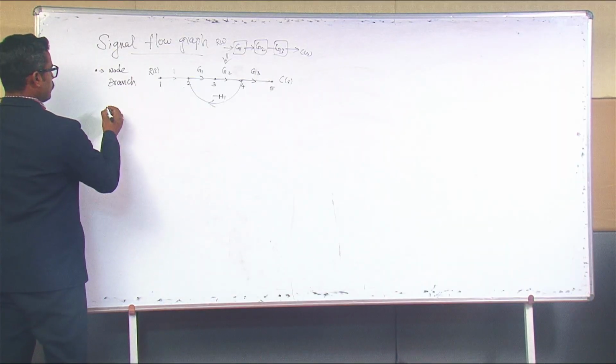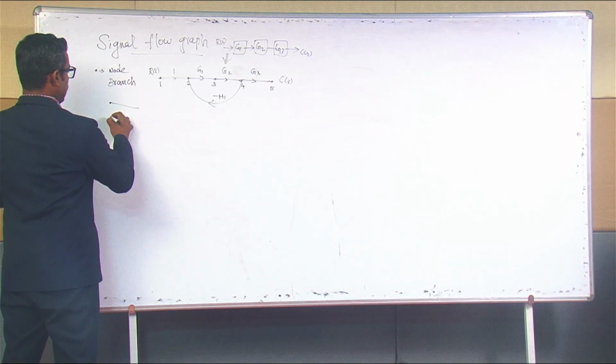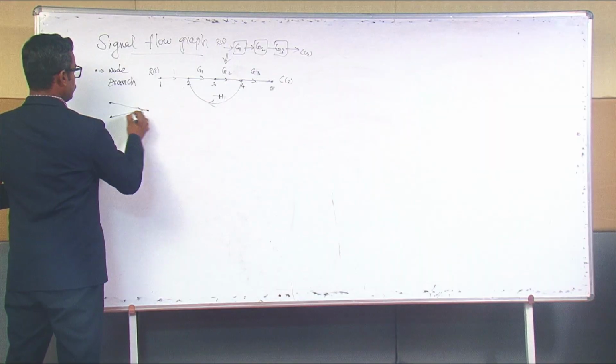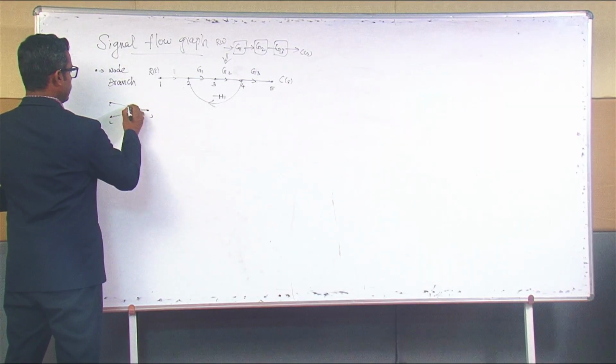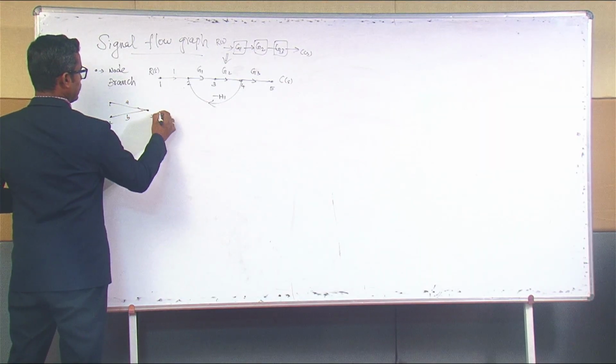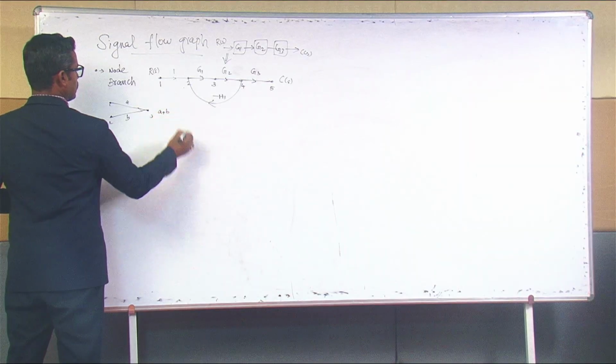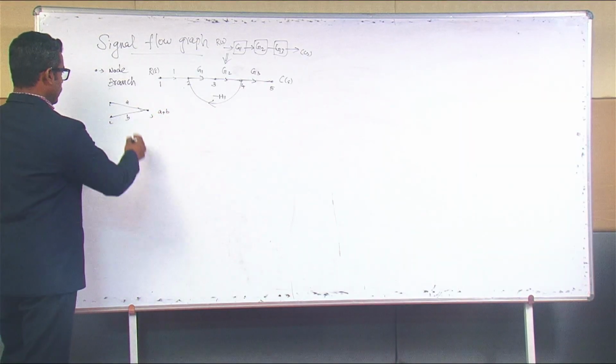Okay, the first one: if you have two nodes connected to another node, that is 1, 2, 3, with branches A and B in parallel, then the equation is A plus B. So this is a summation.